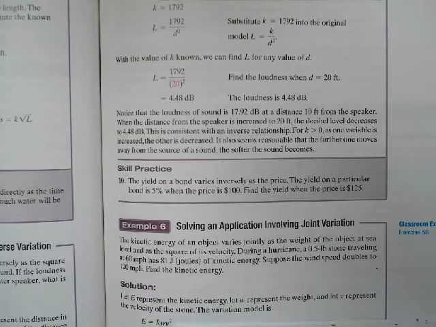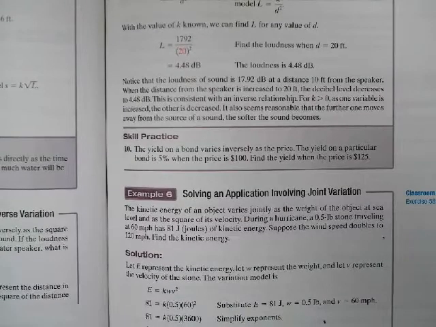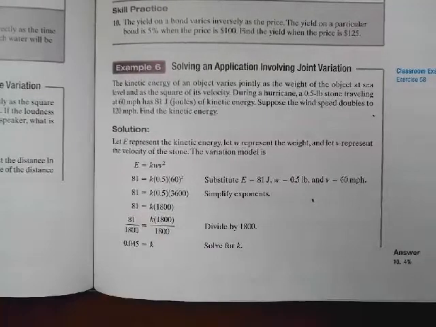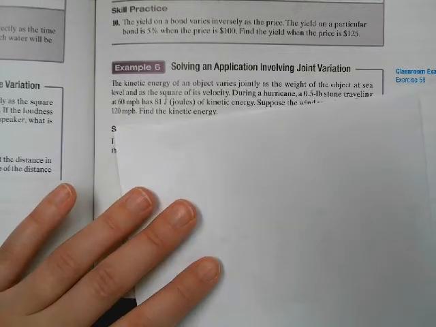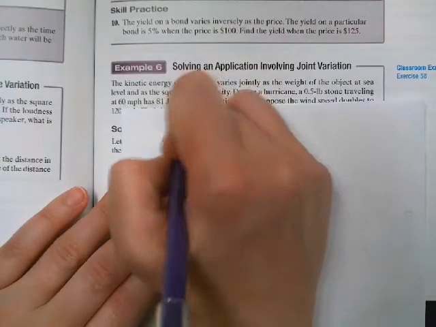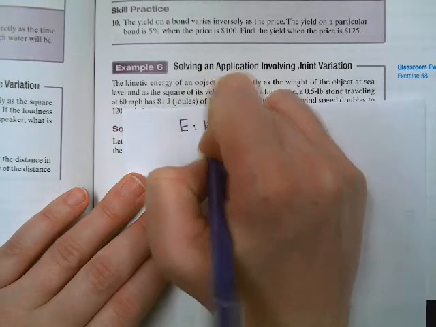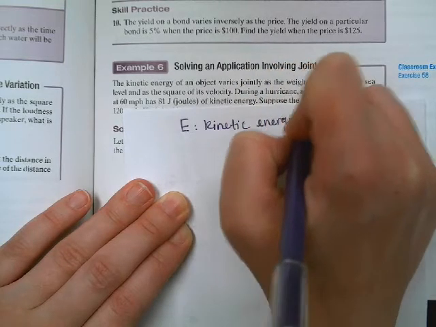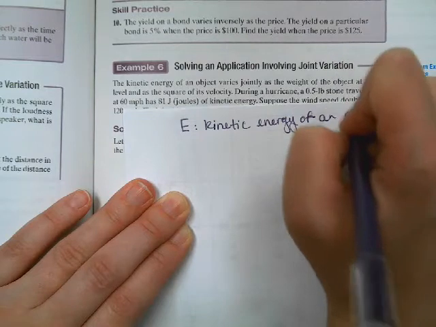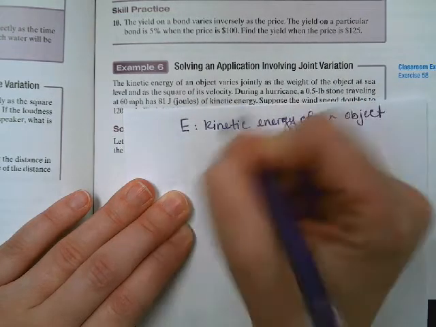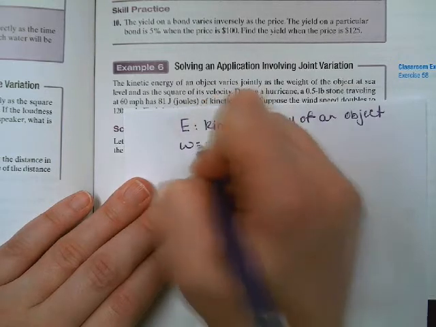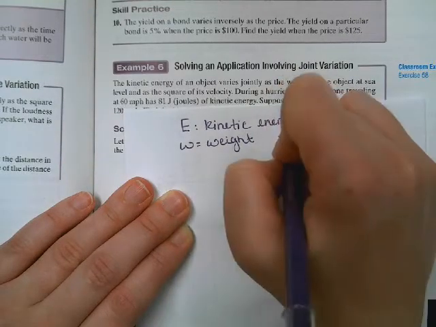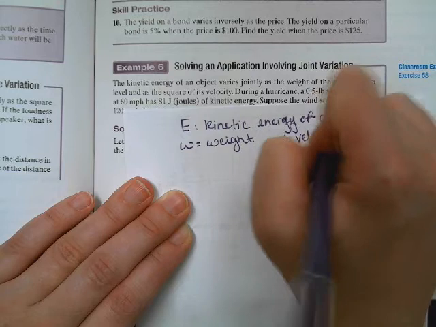For joint variation, let's do this example here. Kinetic energy of an object varies jointly as the weight of the object at sea level and as the square of its velocity. So, what that first sentence gives us is kinetic energy, so I'm going to use E for kinetic energy of an object. And it varies with its weight and velocity.